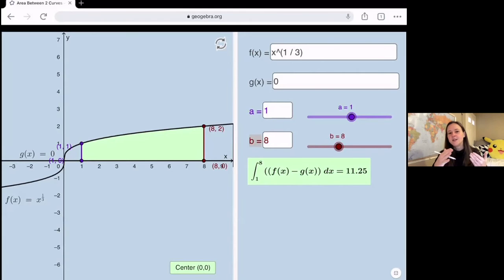Our second curve is y equals 0, or the x-axis, because right now we're doing all of our areas between a curve and the x-axis. And then I entered my limits from 1 to 8, and it's drawn the area for us from 1 to 8 underneath the curve cube root of x, and it calculated it for us, got 11.25. That's equivalent to 45 divided by 4, which is the answer that we got.